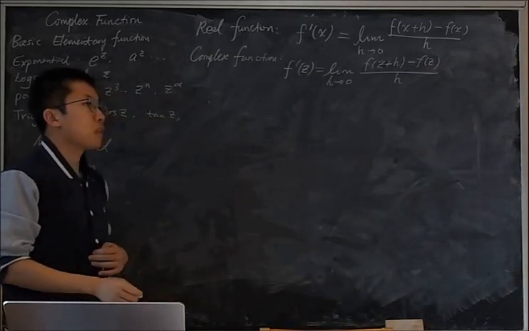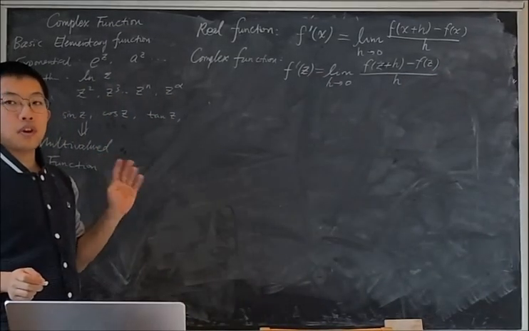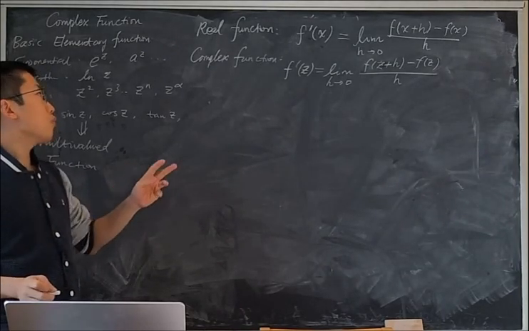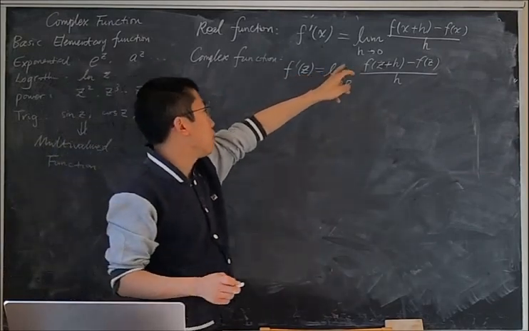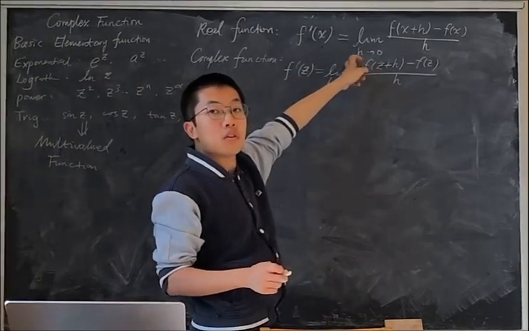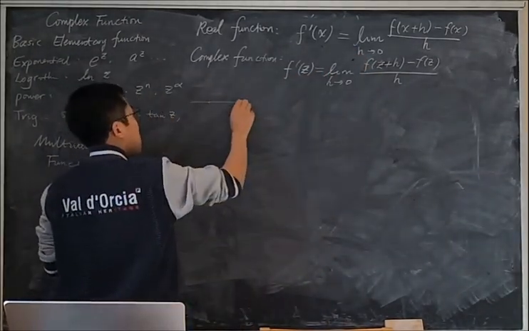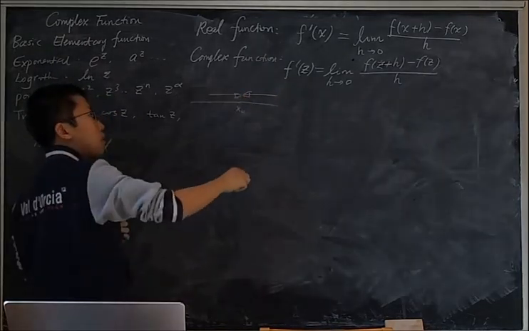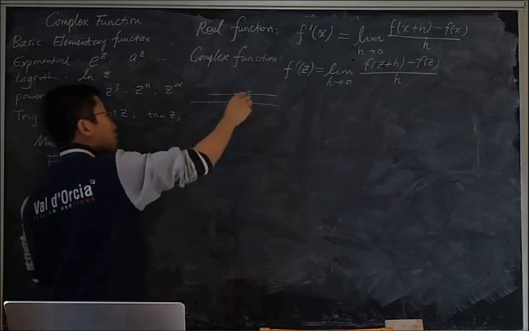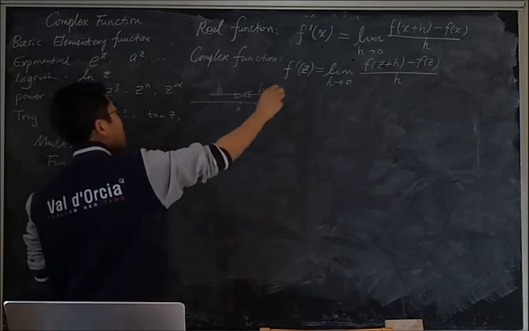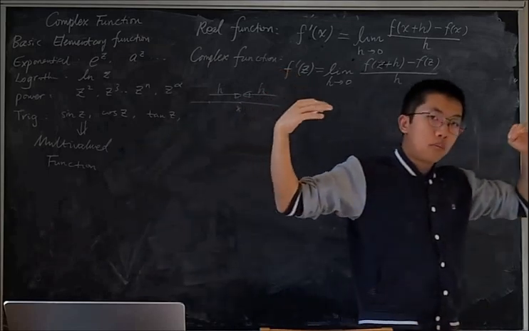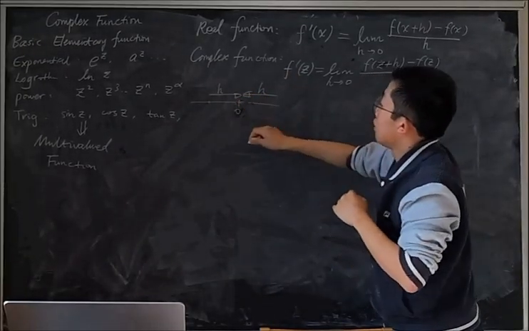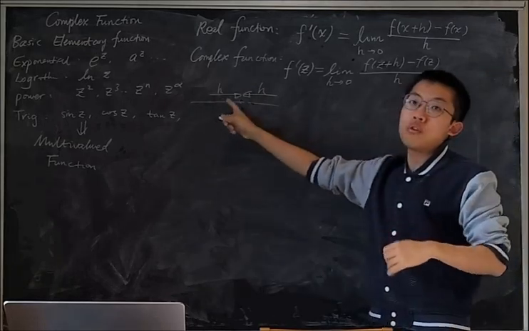But again, there is a very fundamental difference. Because for the real function, this h has to be real. I've just mentioned before that this is x naught, and then you just go through like this. So over here, the central point is x, and then h could be this way, h could be this way, and could be just approaching 0 along the real axis.